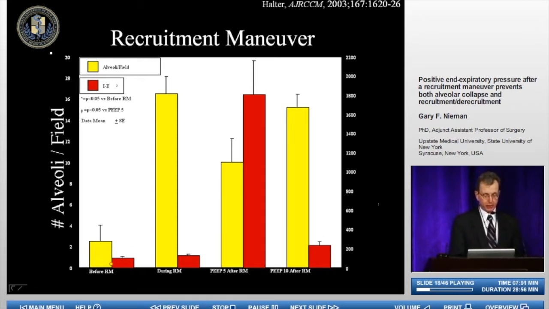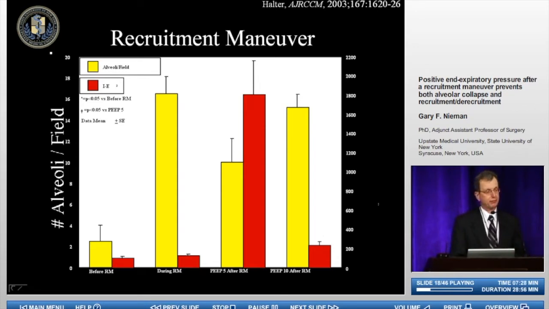So as you can see, before the recruitment maneuver, there were very few alveoli in our microscopic field, and these alveoli were very stable. During the recruitment maneuver, not surprisingly, we recruit a lot of alveoli. We put a lot of pressure into the lung. Obviously, we're going to open up some alveoli. And there wasn't any tidal volume, so these alveoli were very stable. The interesting part comes after the recruitment maneuver, with the going back to ventilation.